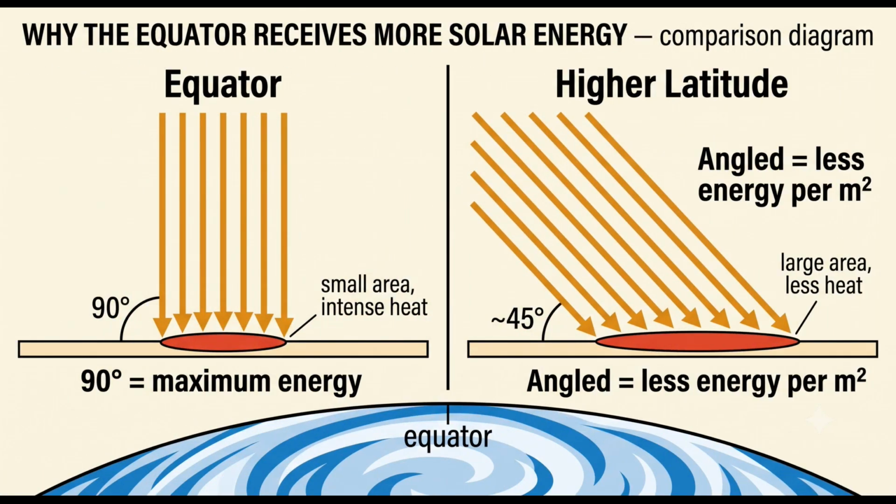The answer comes down to the angle of the sun's rays, what geographers call latitude and solar intensity. Look at the diagram on screen. At the equator, sunlight hits the Earth's surface at almost 90 degrees directly overhead. That means all of the sun's energy is concentrated into a small surface area. The result is intense heating. At higher latitudes, the same sunlight hits the Earth at an angle, spreading that energy across a much larger surface area. Less energy per square meter, less heating. This is why the equatorial zone is so much hotter than anywhere else on Earth, and why the equatorial climate only exists near the equator.